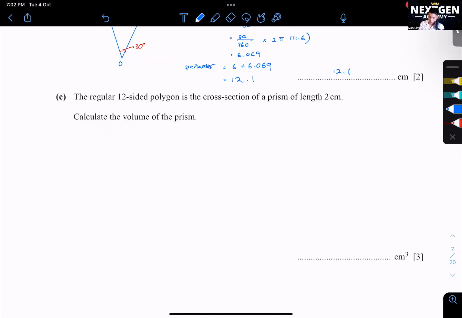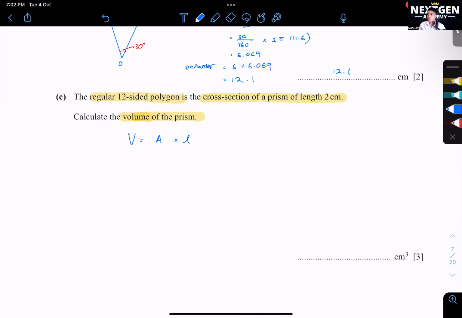Okay, next one. Question C. The regular 12-sided polygon is the cross-section of a prism length 2 cm. Calculate the volume of the prism. Okay, so this one also we went through mensuration. Cross-section of a prism. Cross-section means the front part, like the front part then is repeated by length. So for volume, you all need to know this first. Volume is actually your cross-sectional area times your length.